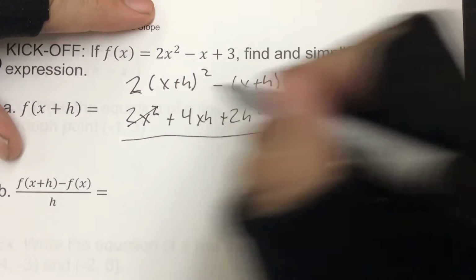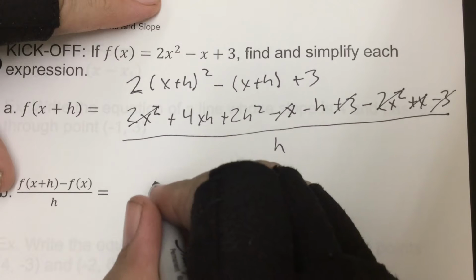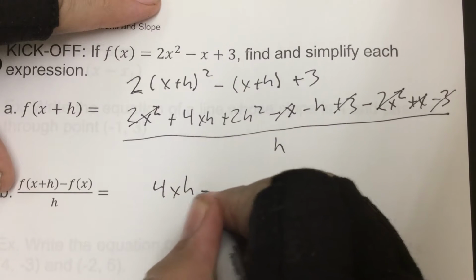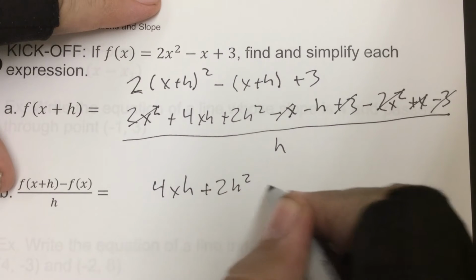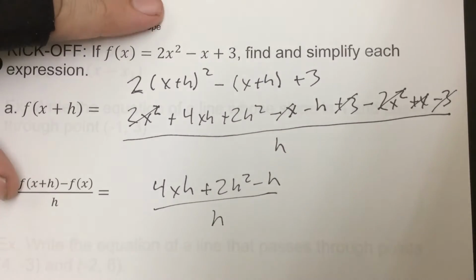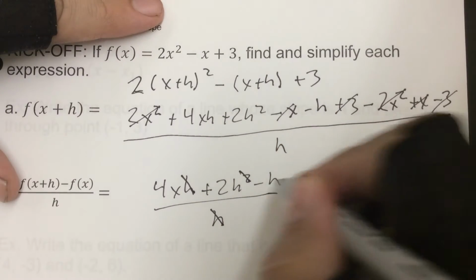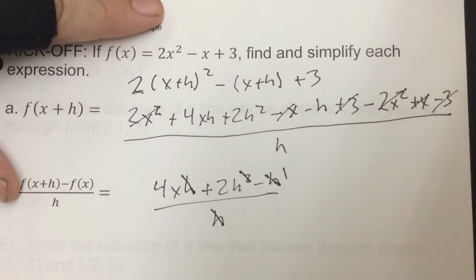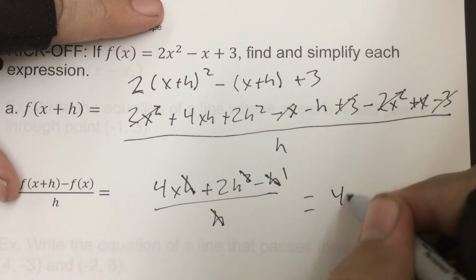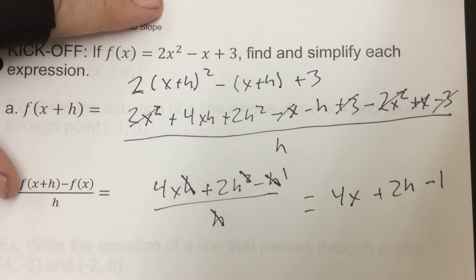The 2x squared and the minus 2x squared can cancel. The plus x, the minus x, the plus 3, and the minus 3. So the only thing we should have left are terms that have h's in them. And then we can go ahead and reduce one more h. This h can cancel with this one. Reduce one of those and reduce this down to a 1. So we end up with 4x plus 2h minus 1.